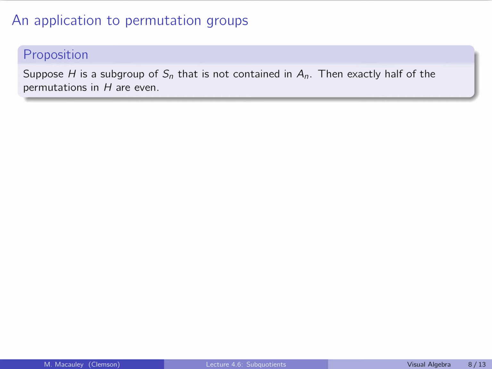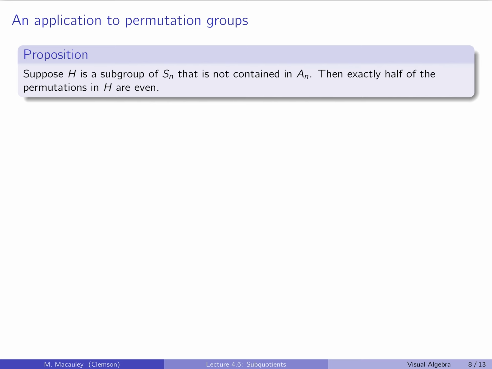And this result is that suppose H is a subgroup of Sn that is not contained in An. That means that it's a subgroup that has at least one odd permutation in it. Then exactly half of the permutations in H are even and half are odd. This is something that you should expect or hope for morally, but it is indeed true.